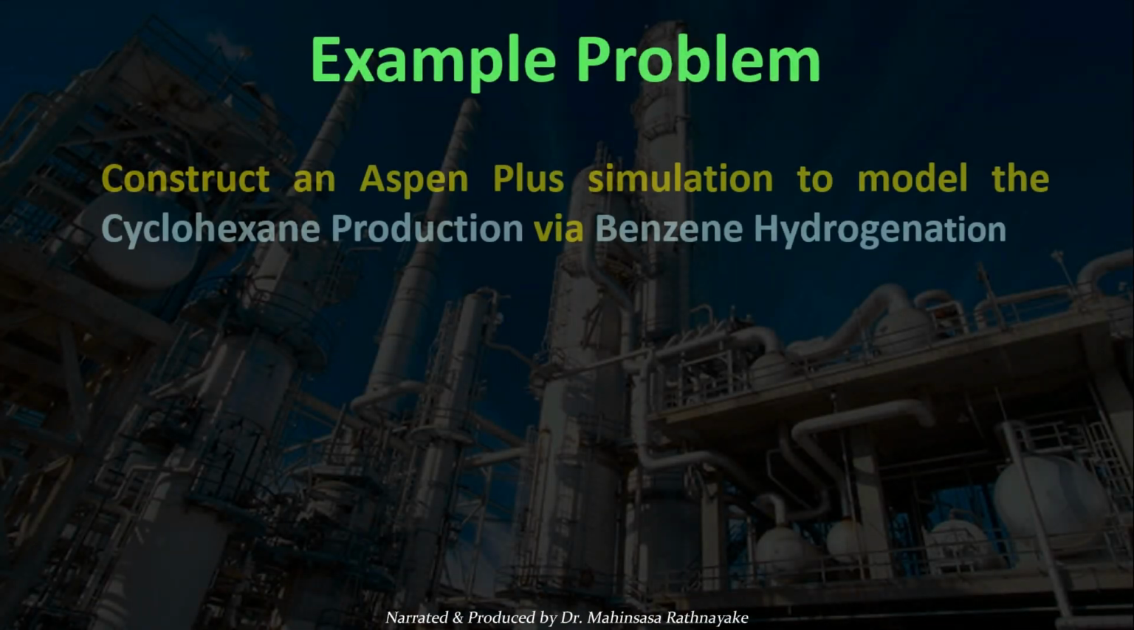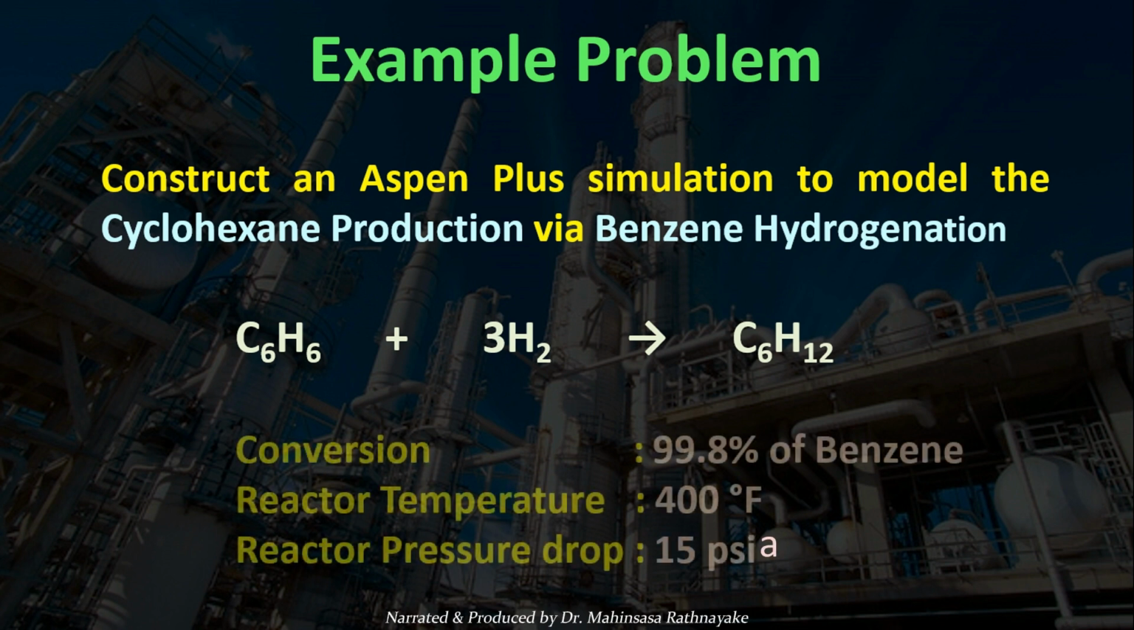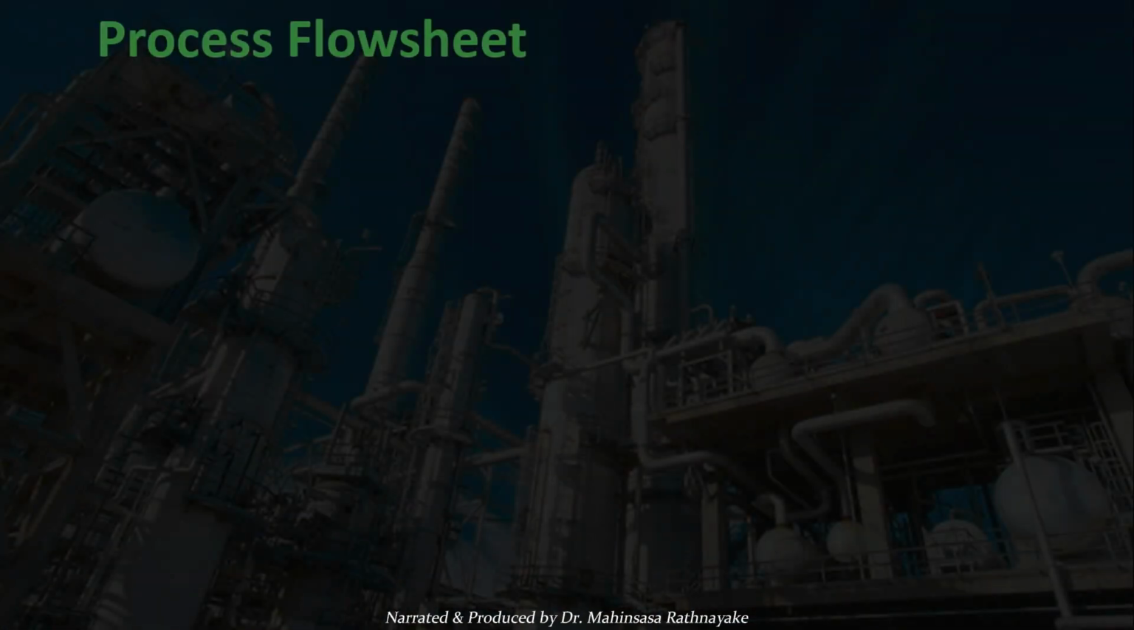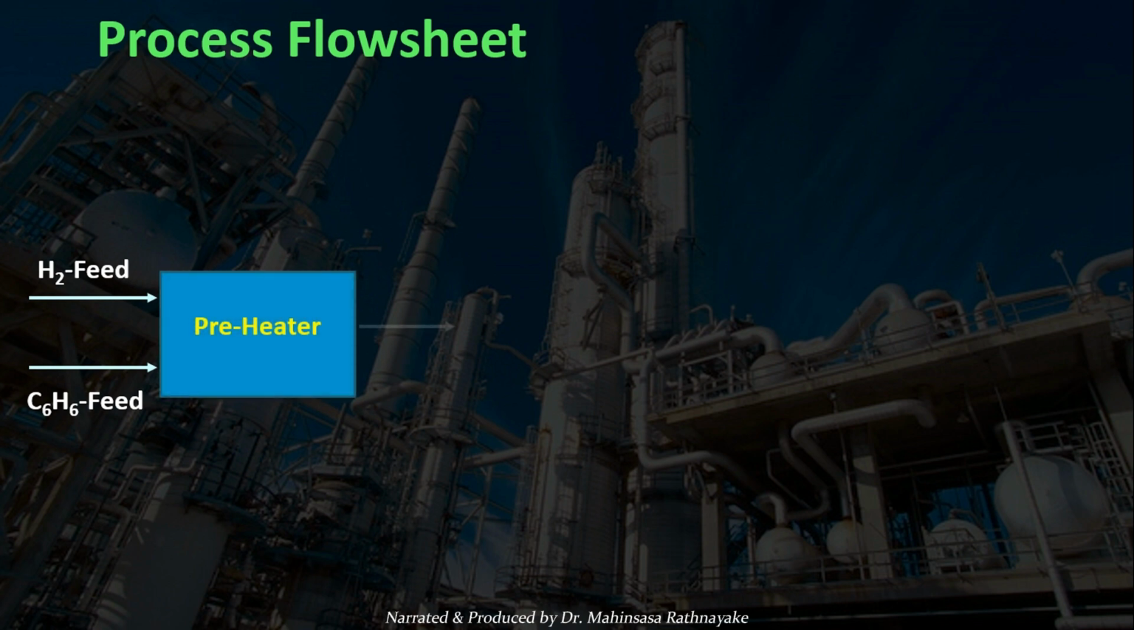Let's construct an Aspen Plus simulation to model the production of cyclohexane via benzene hydrogenation. A simplified flowsheet for this process is shown on the screen. Fresh benzene and hydrogen feed streams are first fed through the heater to bring the streams up to the reactor feed temperature and the pressure conditions.